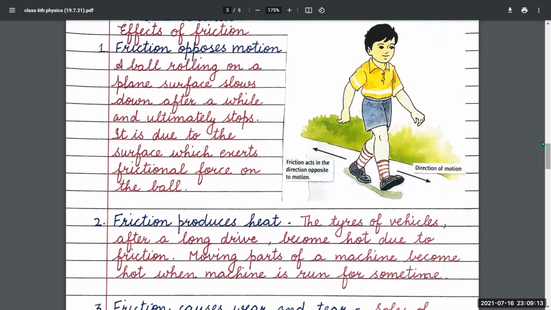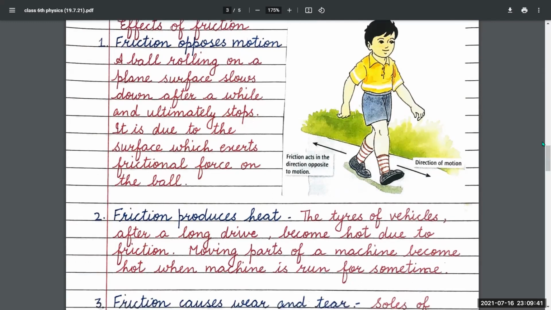Now the next topic is effects of friction. Friction opposes motion. As discussed earlier also, a ball rolling on a plane surface slows down after a while and ultimately stops. It is due to the surface which exerts frictional force on the ball.